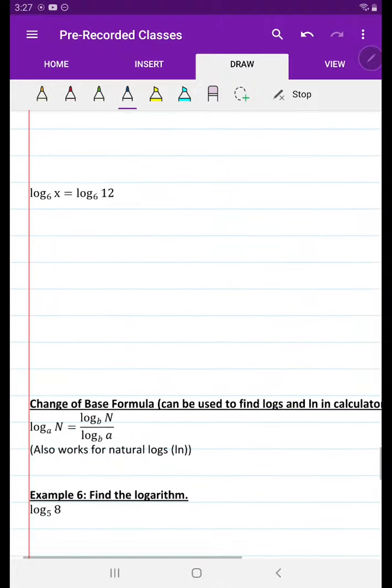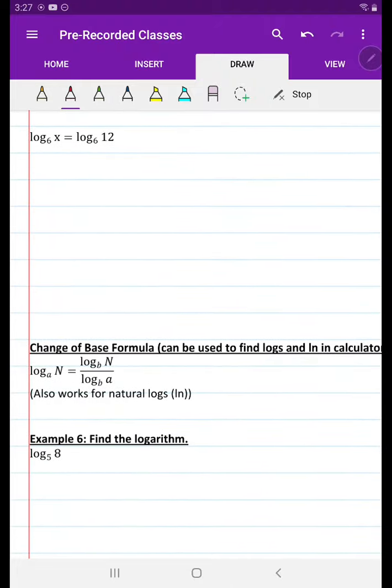So the next problem: log base 6 of x equals log base 6 of 12. Same bases, so we drop our logs, we drop our bases, and we can say that x equals 12. And again, we're all done.